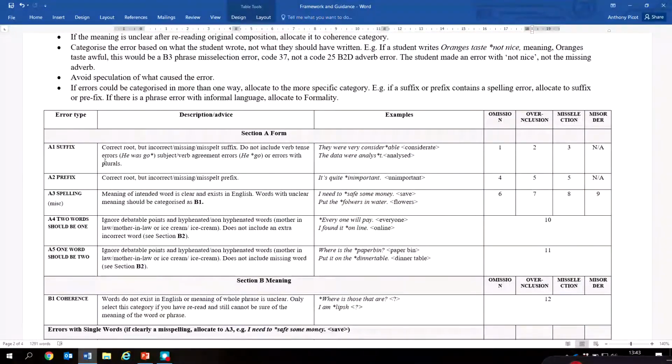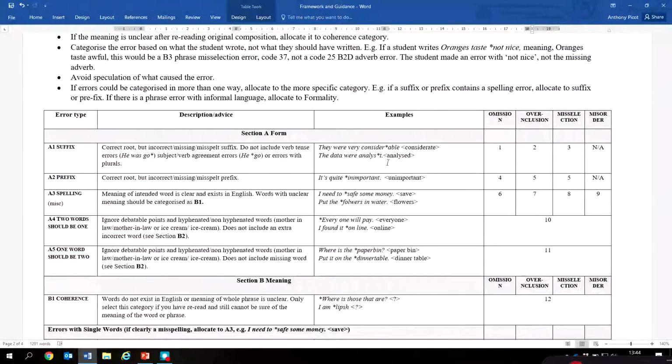So then, looking at the error types, the first 2 types are suffixes and prefixes, quite common errors there. Students often make errors with word families. So he might say the data were analysed instead of analysed.